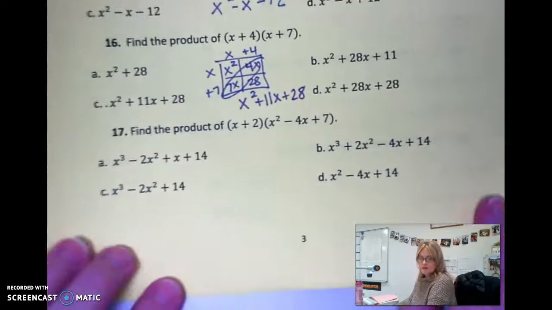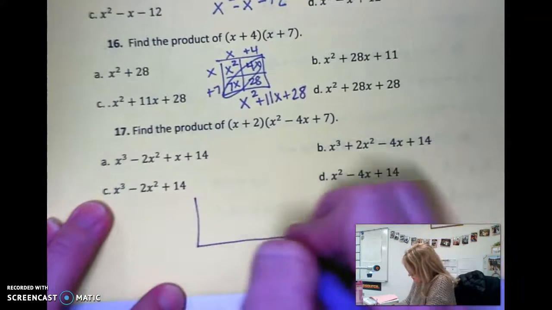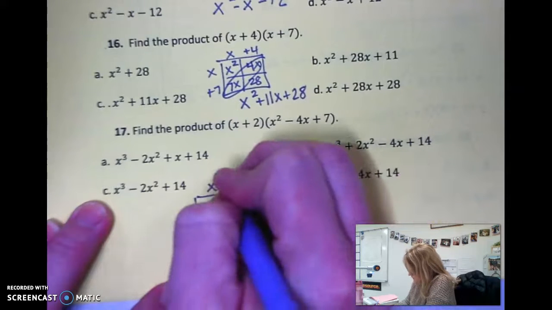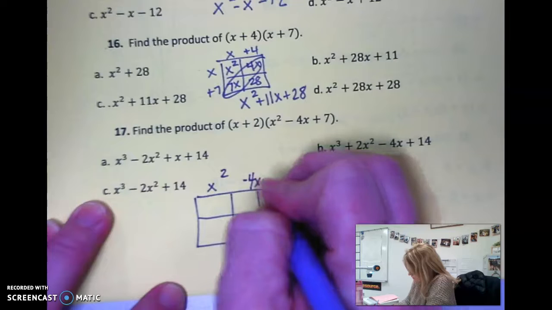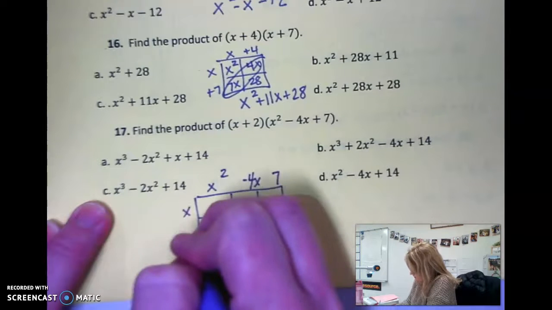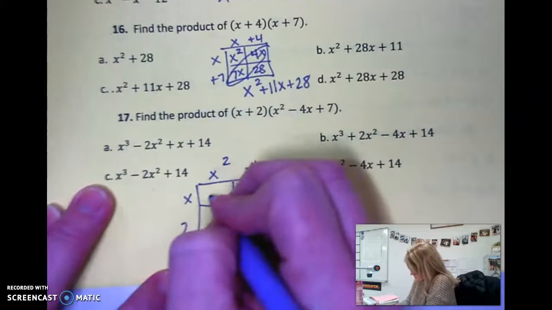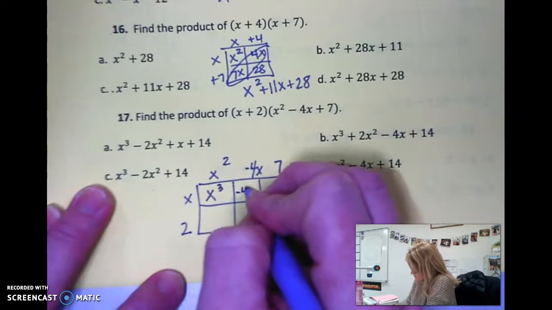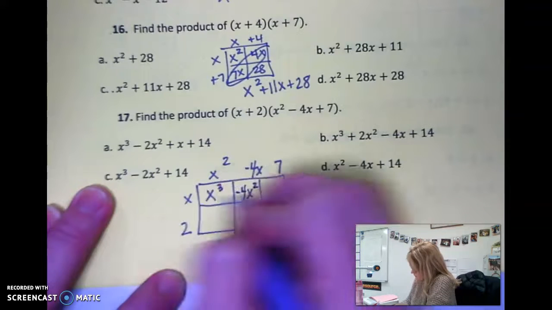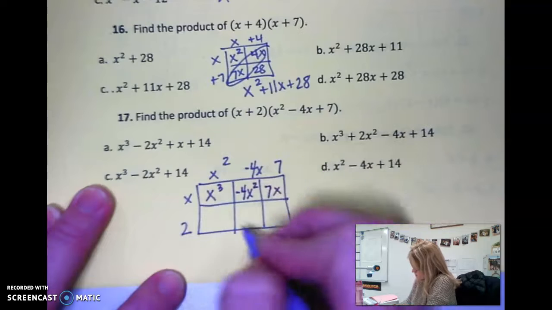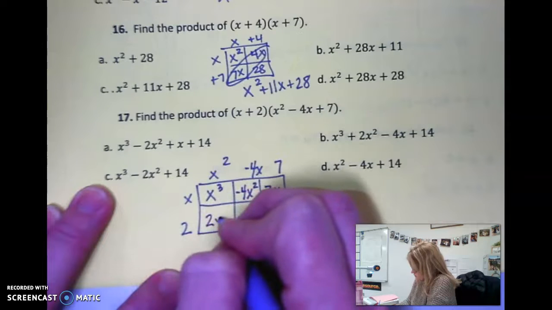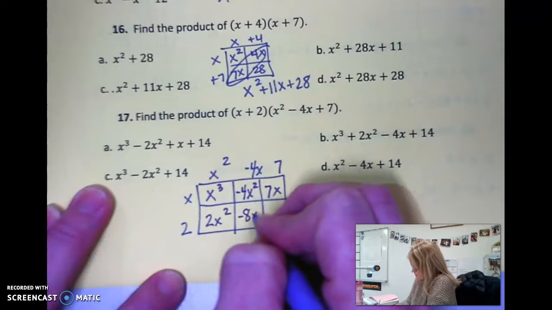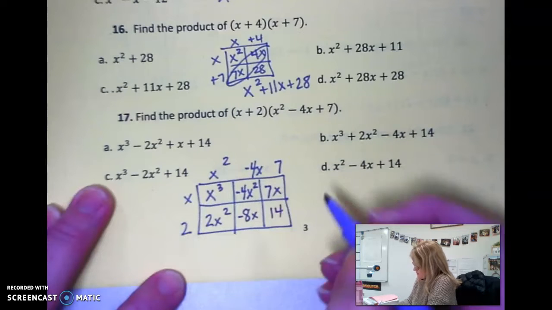This one is probably best to set up using the box method also. This time we have a 3 by 2. So we have x squared, negative 4x, and positive 7, and x and 2. X times x squared is x to the third. X times negative 4x is negative 4x squared. X times 7 is 7x. X squared times 2 is 2x squared. Negative 4x times 2 is negative 8x, and 2 times 7 is 14.